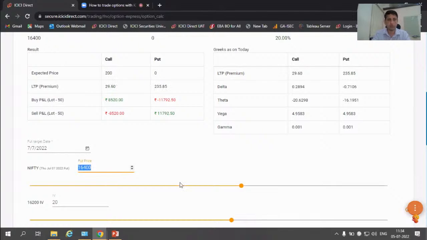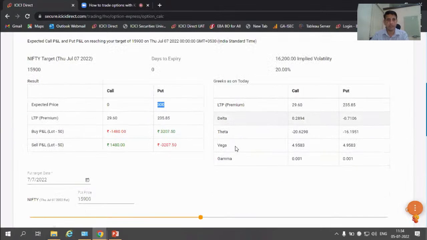So if the market drops down to, let's say, 15,900, you can see the call will expire worthless and the put will be having some value over here. So that's how you'll be able to use this price calculator in detail.